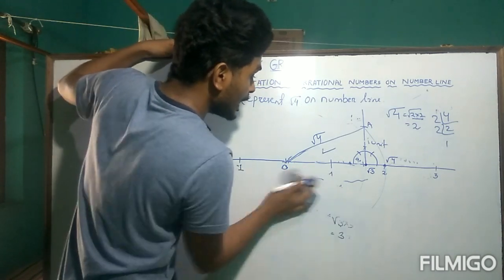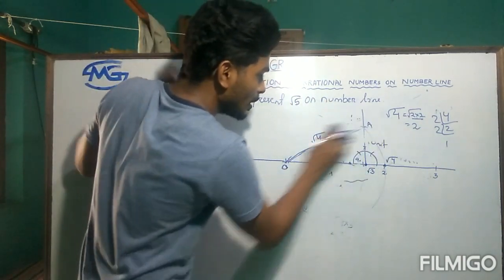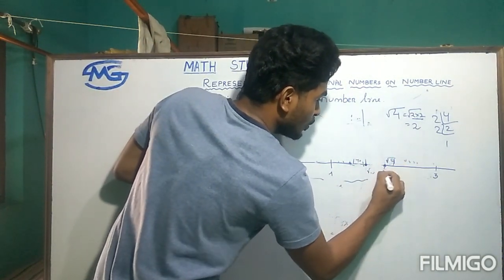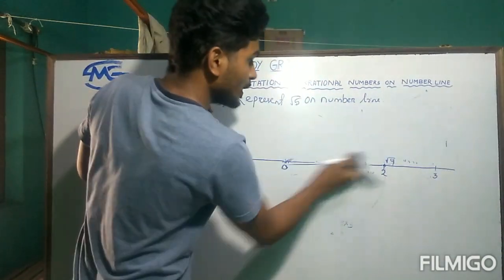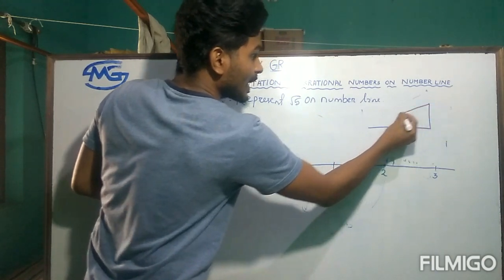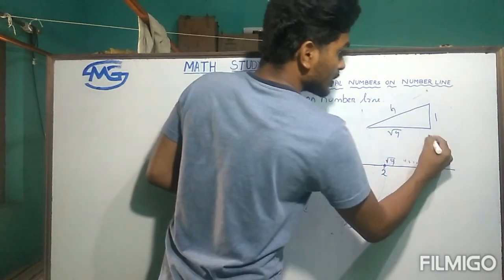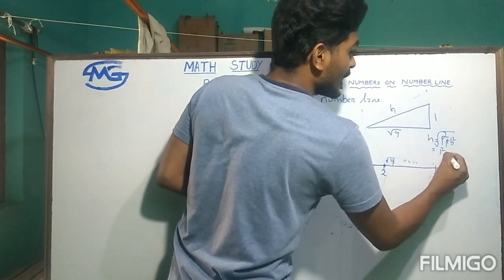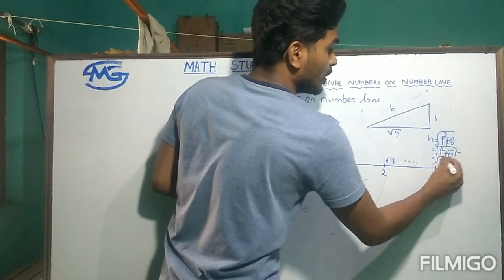Okay, done. Then if the question is given, represent root 5 on the number line, what will we do? We have to remove all these things except root 4. Okay, see, then we have to first make a right angle triangle. If this is root 4, this is 1, this will be how much? See, this is h. So h is equal to the root over p square plus b square. So 1 square, root 4 square, root over. 1 square is 1, root 4 square is 4. This will be root 5.